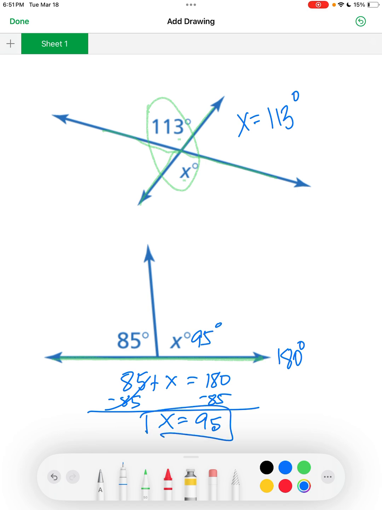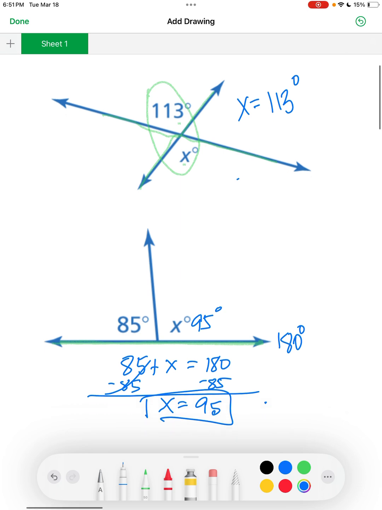So these two are not very difficult. Obviously, you're using your prior knowledge of vertical angles here, and then of a line, two angles together that form a supplementary combination equal 180 degrees.